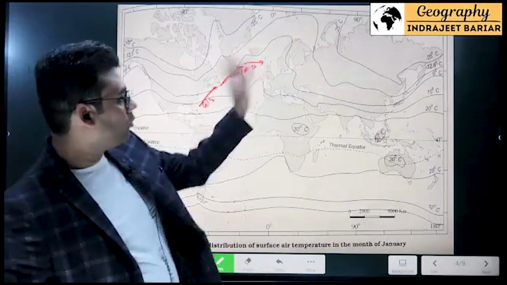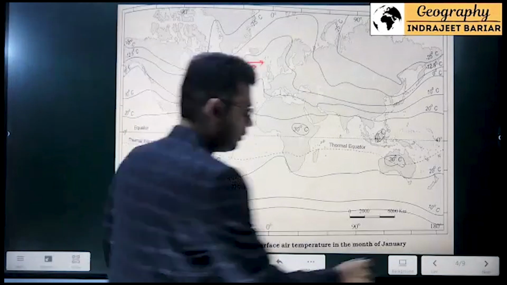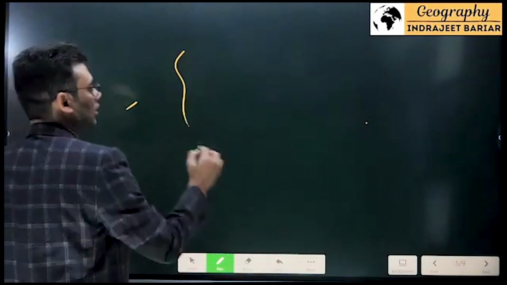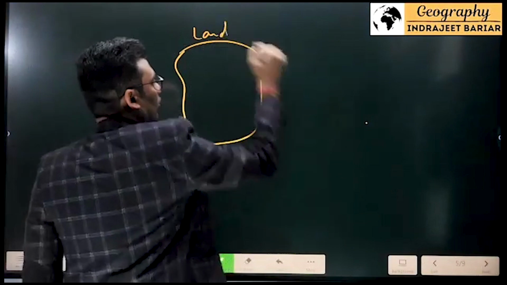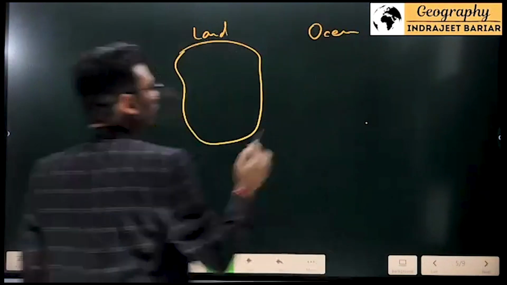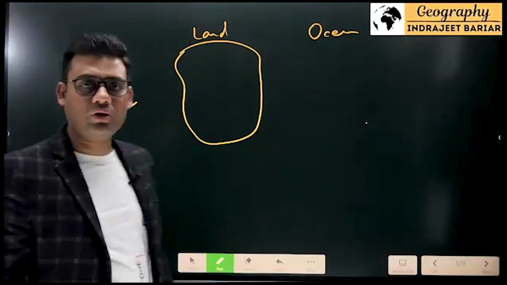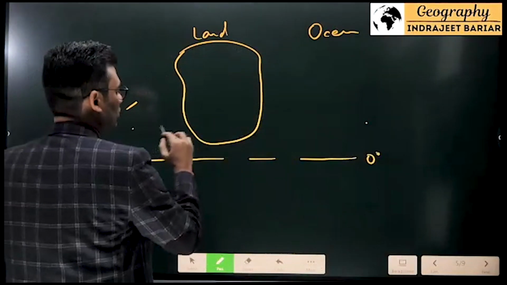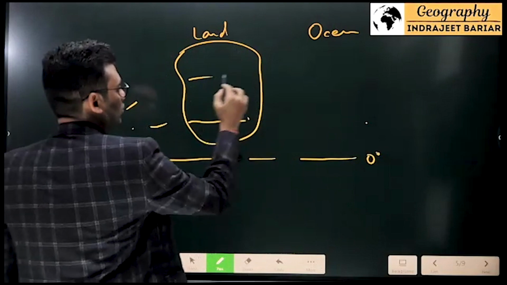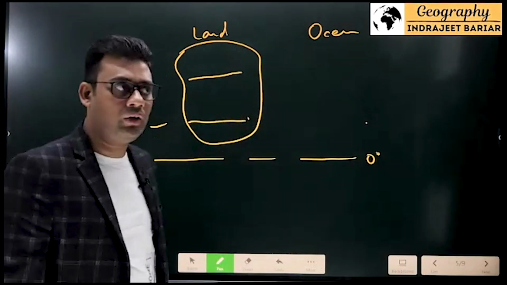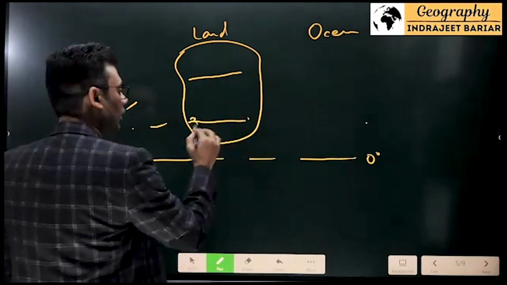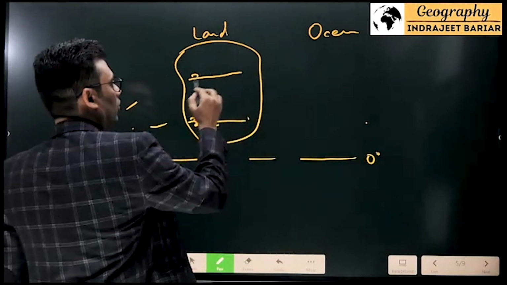Now, if this is a warm ocean current, just think of one scenario wherein I take the same diagram again: land, ocean. Now, where are the warmer isotherms? If this is the northern hemisphere, this is the equator. If I draw two isotherms, one over here, another over here, which one would be warmer? This one near the equator. Let's say 30 degrees Celsius, 20 degrees Celsius.